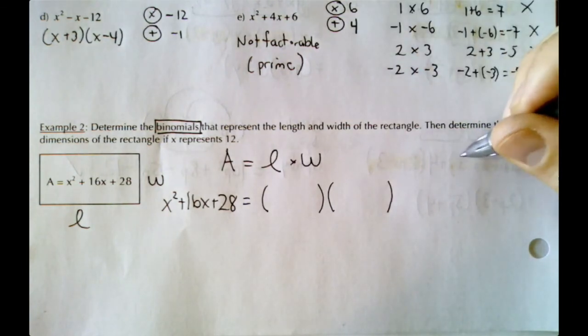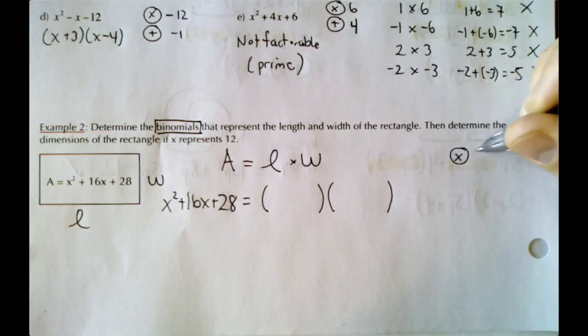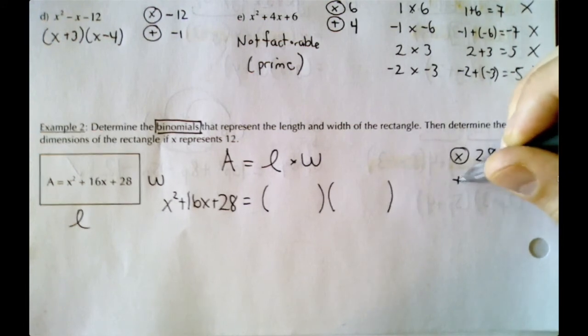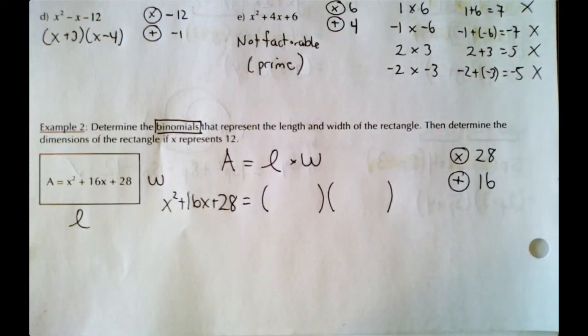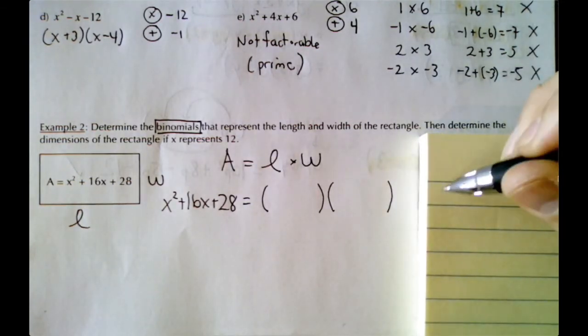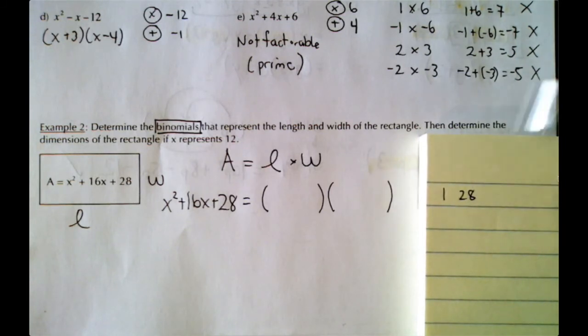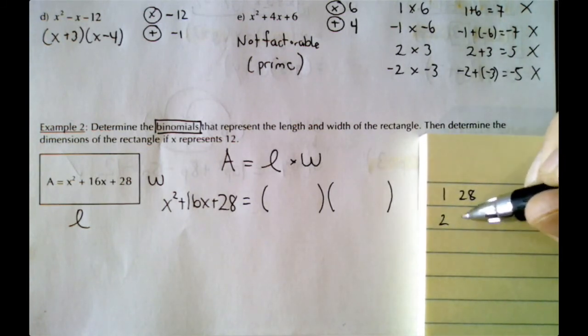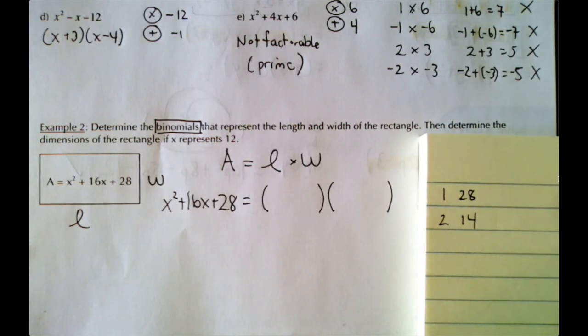So we need to look for numbers that multiply to 28 and add to 16. Well, what multiplies to 28 and adds to 16? Well, let's take a look. Multiplies to 28. That's 1 and 28, 2 and 14, 3? Does 3 work? No. 4? No. Yes, 4 and 7. 6, 5? Nope, nope, nope.